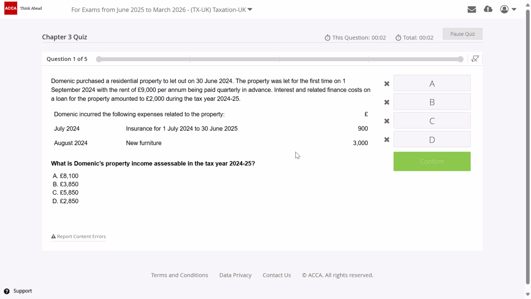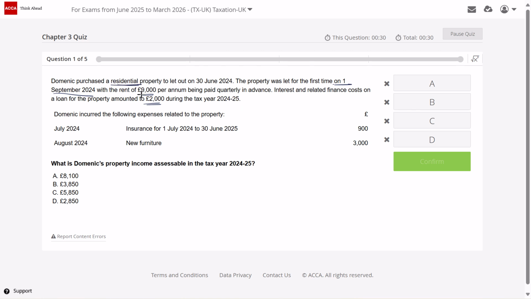Okay, so let's start with chapter 3 quiz. Question 1. Dominic purchased a residential property to let out on 30th June 2024. The property was let for the first time on 1st September 2024 with a rent of £9,000 per annum being paid quarterly in advance. Interest and related finance costs on a loan for the property amounted to £2,000 during the tax year 24-25.